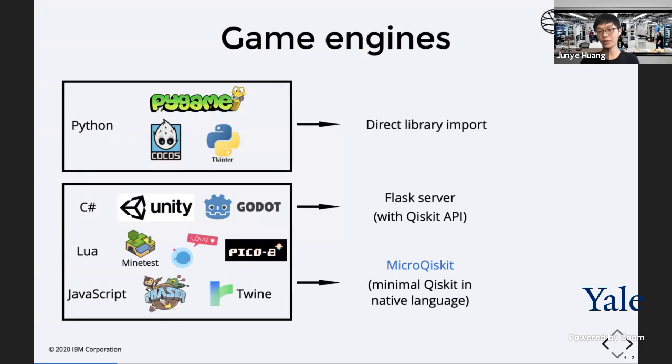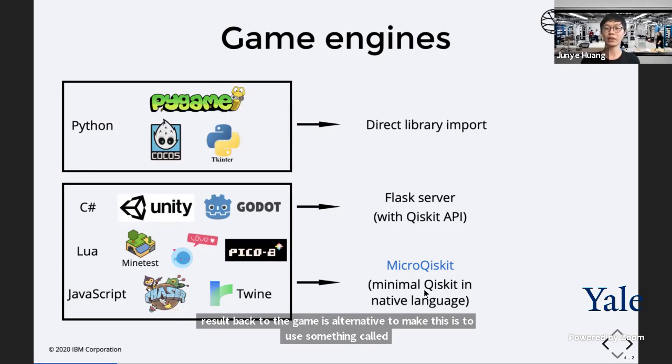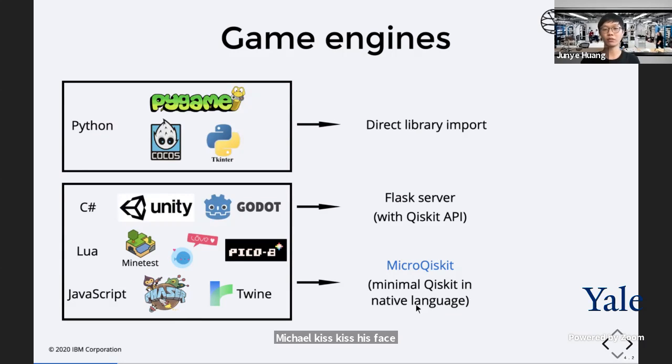The alternative is to use something called MicroQiskit. It's basically a very minimal implementation of Qiskit in various languages, I think including C#, Lua and C++. And you can go to this link, you already have my slide.